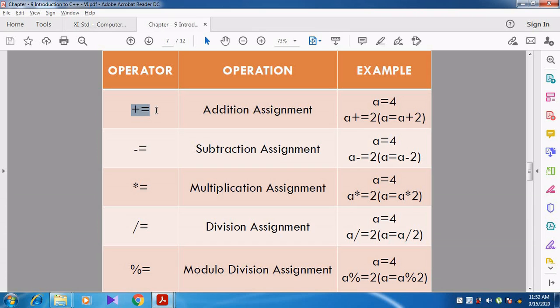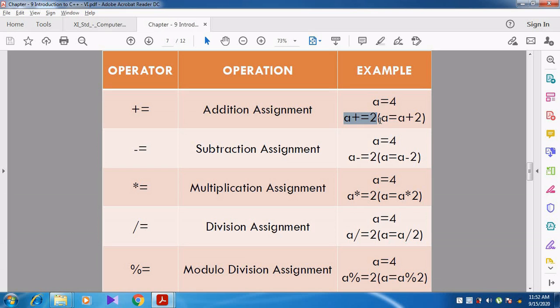Sir, how does plus equal to work? Now you will ask another question. So A is equal to 4. Now what is the value of A? A equal to 4, 4 is assigned to A. So what is the value of A? 4.